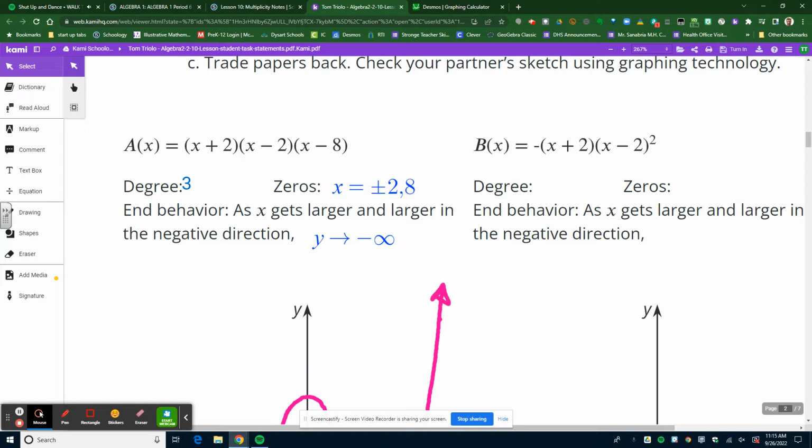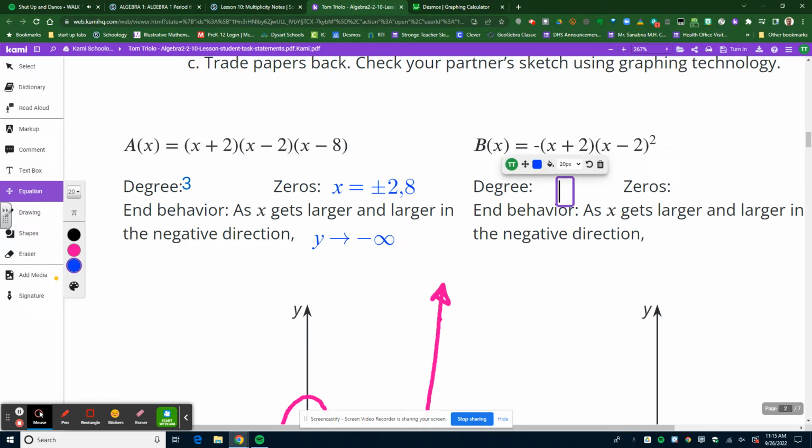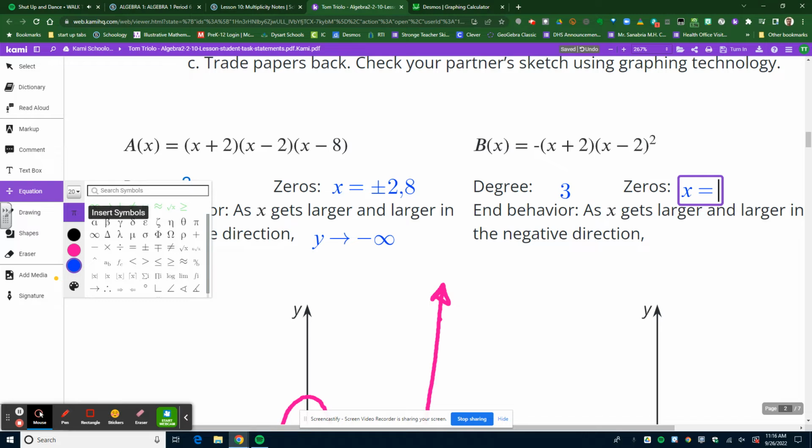A 3rd degree. Because just like over here, we have only 2 factors, but one of them has to count twice. So 2 plus 1 is 3. But I have 1 less zero. All I'm looking at is positive and negative. And now here comes the tricky part. Okay. You have this squared exponent, and I got a negative in front.